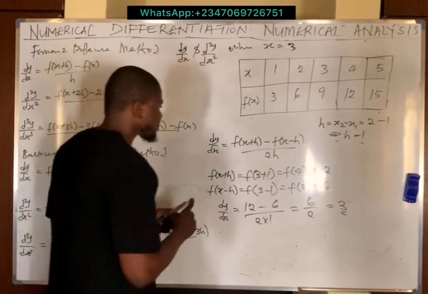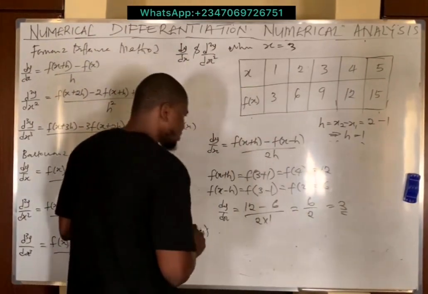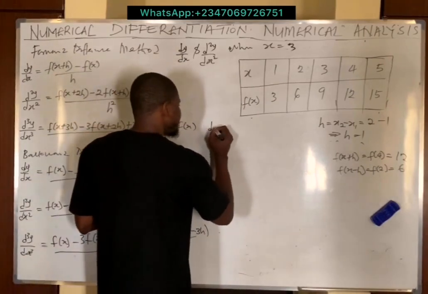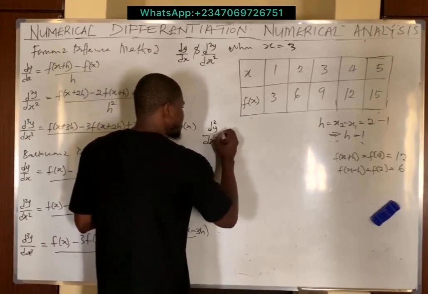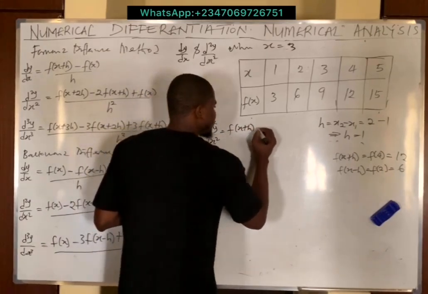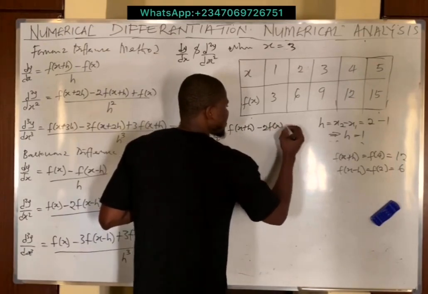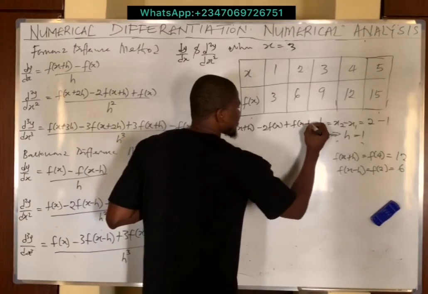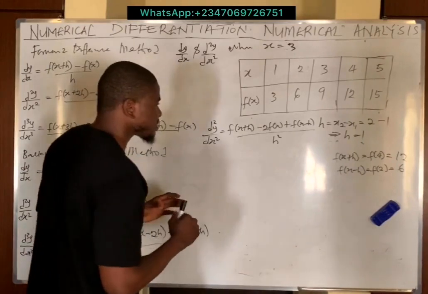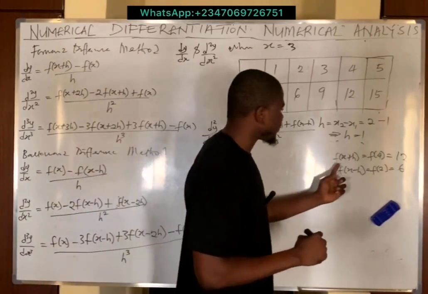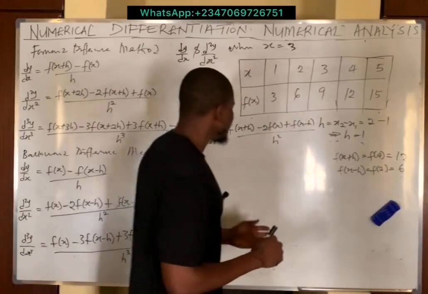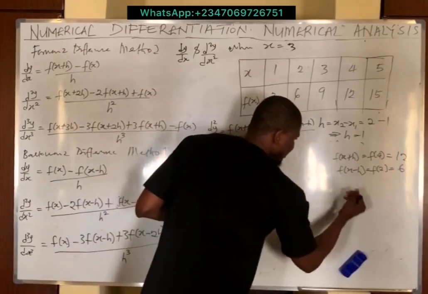Okay. So for the second derivative approximation using the central difference, d squared y over dx squared, remember the formula, it is simply f of x plus h minus 2f of x plus f of x minus h, all over h squared. So let's try this. Let's put in our values. I've already kept the value of f of x plus h. We did that earlier. The value is 12 and f of x minus h value is 6. So we know what f of x is. Let's simply find f of x.